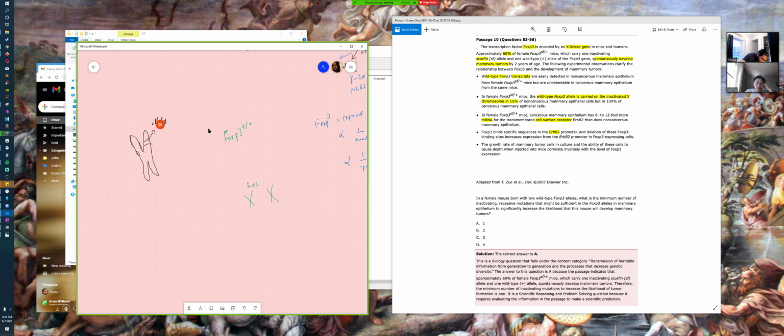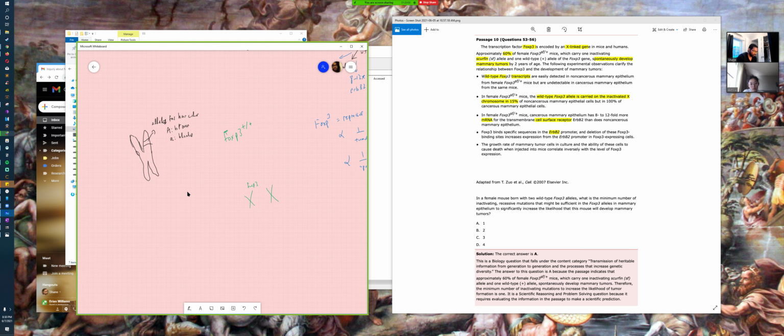Allele. For let's say hair color, and let's say that A stands for brown, and little a stands for blonde or something. So each of these is an allele, this is an allele, right?